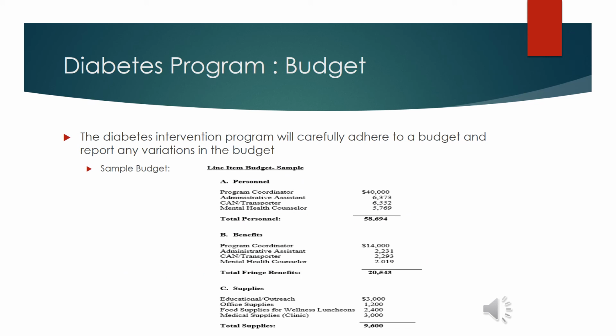Developing a budget for any health promotion program is a vital step in the planning process. A successful program will carefully adhere to a budget and report any variations in the budget from what was originally planned and what actually happens. A budget outlines the resources available to a program and the cost to implement it. Below, I have provided a sample projected budget for the Diabetes Intervention Program. The estimated total expenses for the program will be just over $187,000.